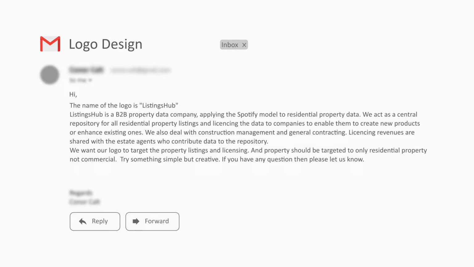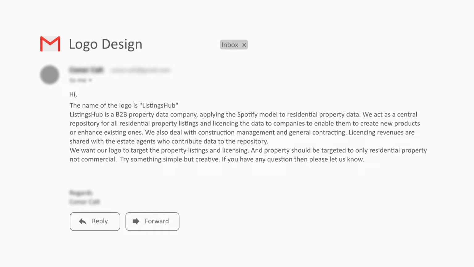The client says that the name of the logo is Listings Hub. Listings Hub is a business-to-business property data company, applying the Spotify model to residential property data. We act as a central repository for all residential property listings and licensing the data to companies to enable them to create new products or enhance the existing ones.